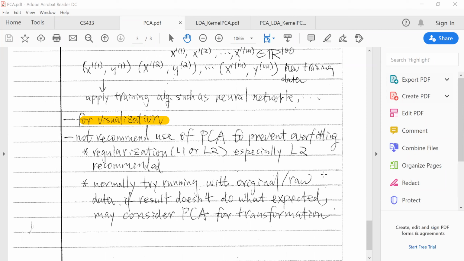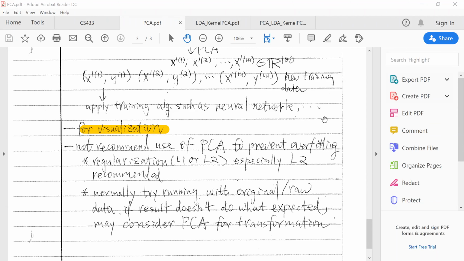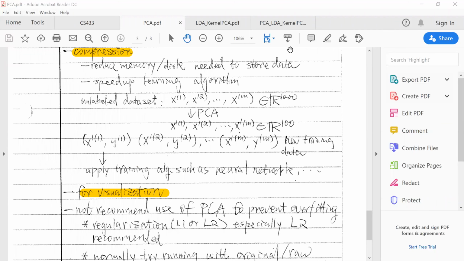Normally you can try running with the original raw data, and if the result doesn't do what you expected, then you can consider using PCA to do the transformation. So that's one of the recommendations for using PCA. So we have the concept of PCA. Next, let's share screen and take a look at the next one.